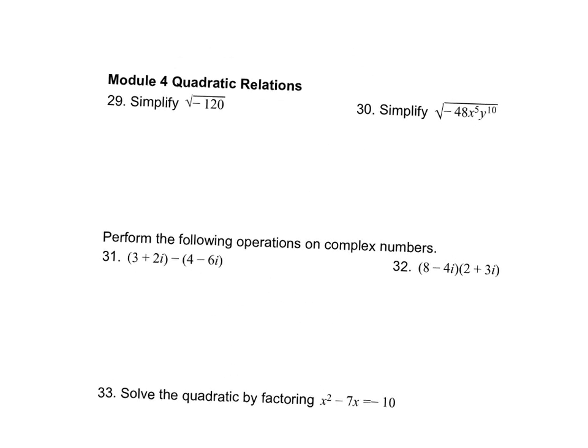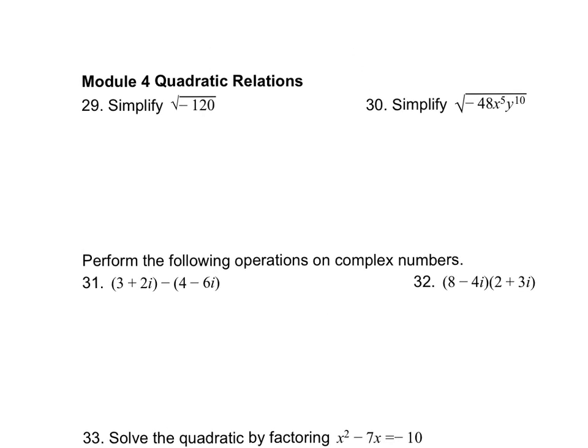The last module we have to talk about for our exam is Module 4, which is all about quadratics. So we're going to start off by simplifying negatives underneath the square root. Anytime we have a negative underneath the square root, we represent it using i. i represents the square root of -1. So I'm going to simplify the square root of -120.